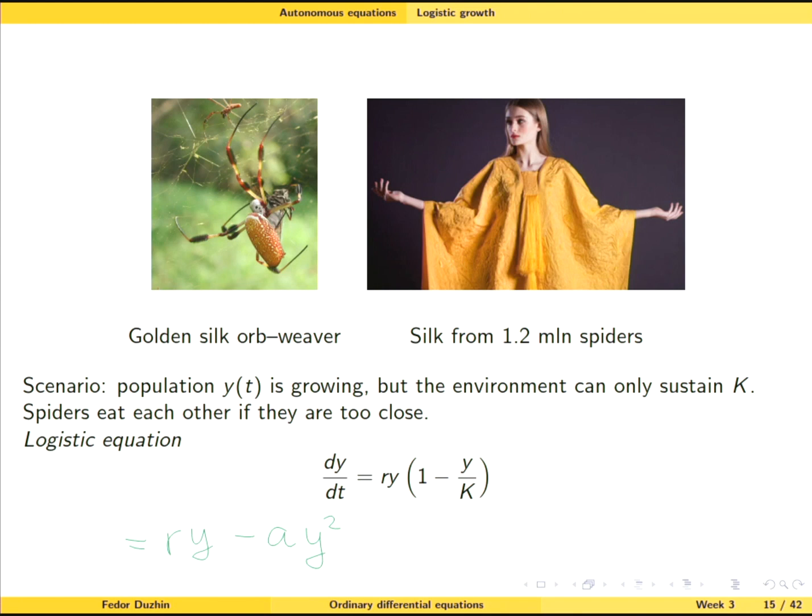But if Y is population, then the square of Y is proportional to the number of pairs of spiders, right? If Y is the number of spiders, then Y squared is not exactly, but proportional to the number of pairs of spiders. And by subtracting this, what we are claiming is that the more pairs of spiders there are, the slower the growth rate. More pairs of spiders slow down the growth rate, which is what happens in practice.